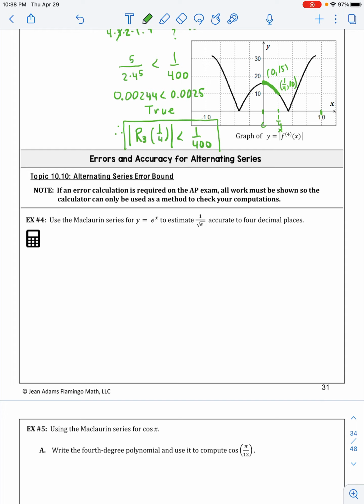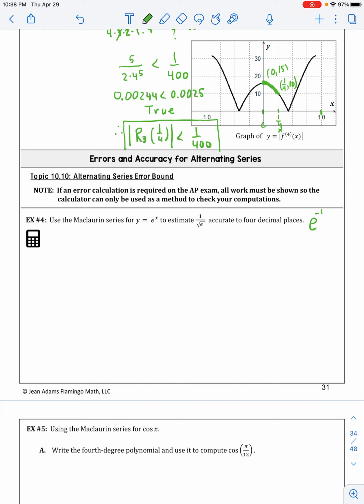Now we can do the one that I thought I was on. And here it says, note, if an error calculation is required on the AP exam, all work must be shown so that the calculator can only be used as a method to check your computations. So make sure you don't just write a number here, because they will not give you points for that. You might get 1 point if you got it right, but you could get more points and still get the answer wrong if you show your work.